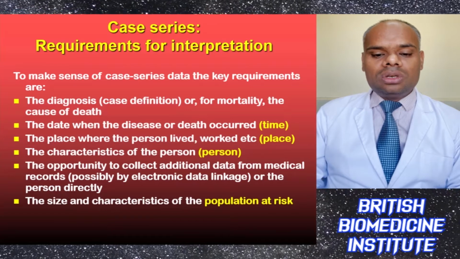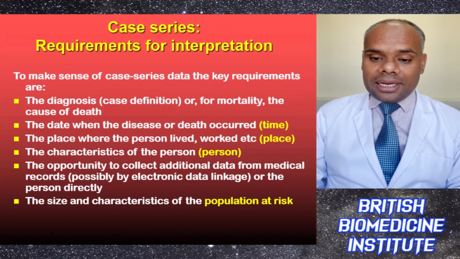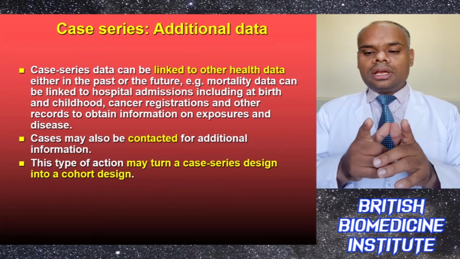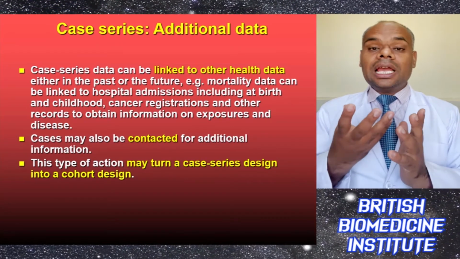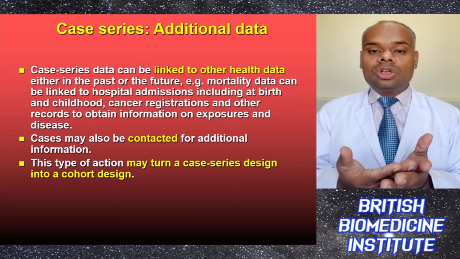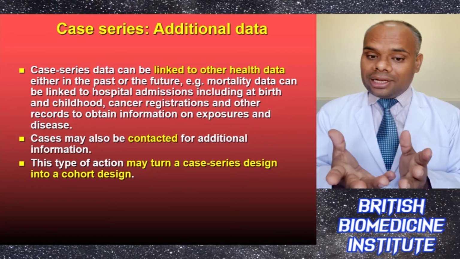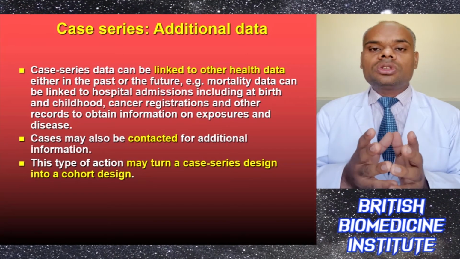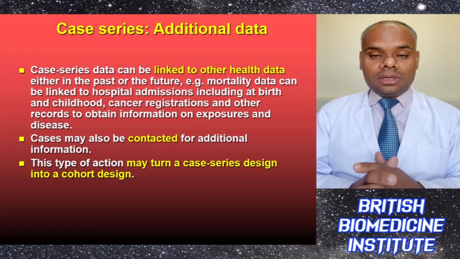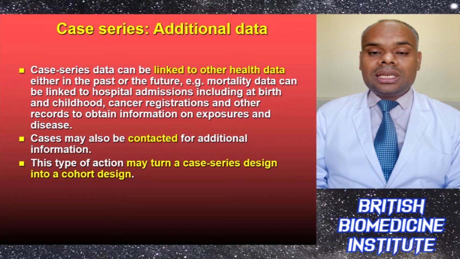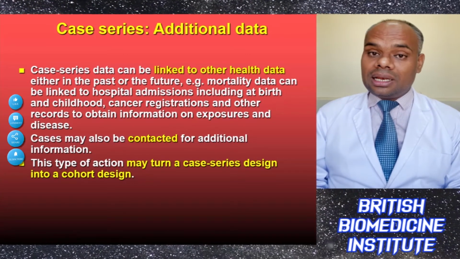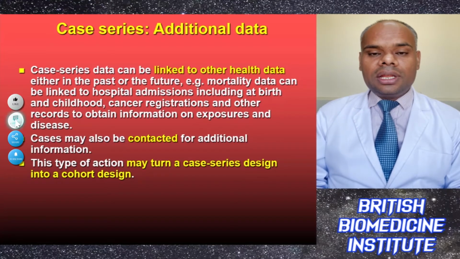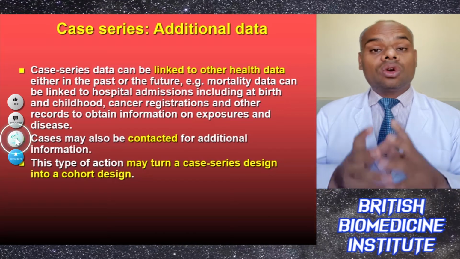The additional data includes case series data. It can be linked to other health data, either in the past or in the future. For example, mortality data can be linked with hospital admissions, including at birth or in childhood, cancer registries or other records, in order to obtain information on exposure and the causes of disease. The cases can also be contacted for additional clinical information. These types of actions may turn a case series design into a cohort design.